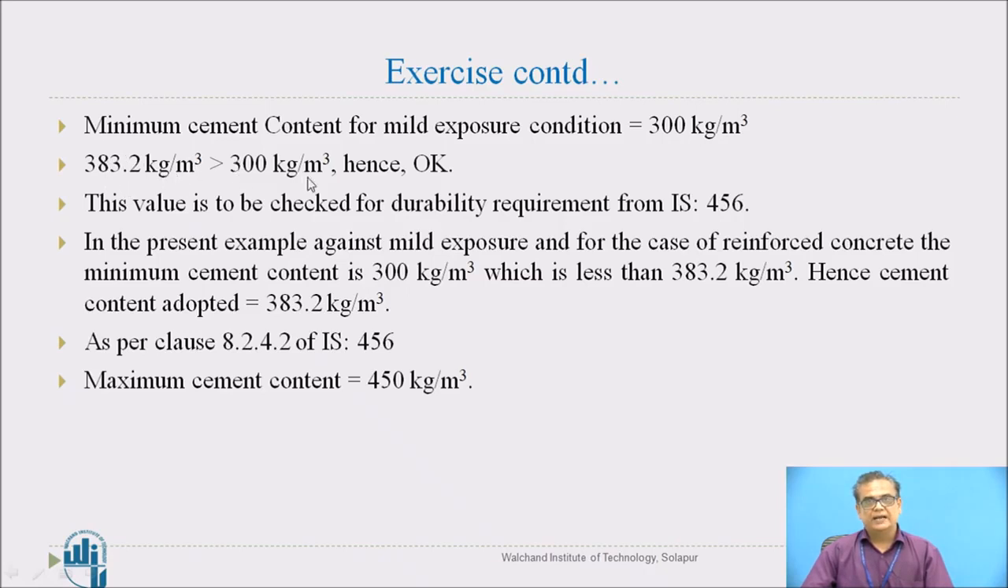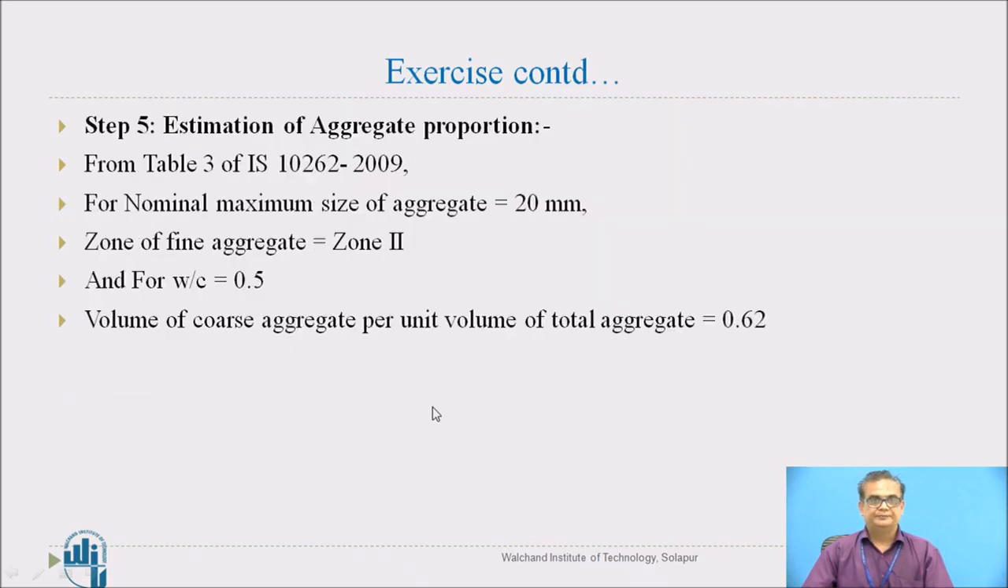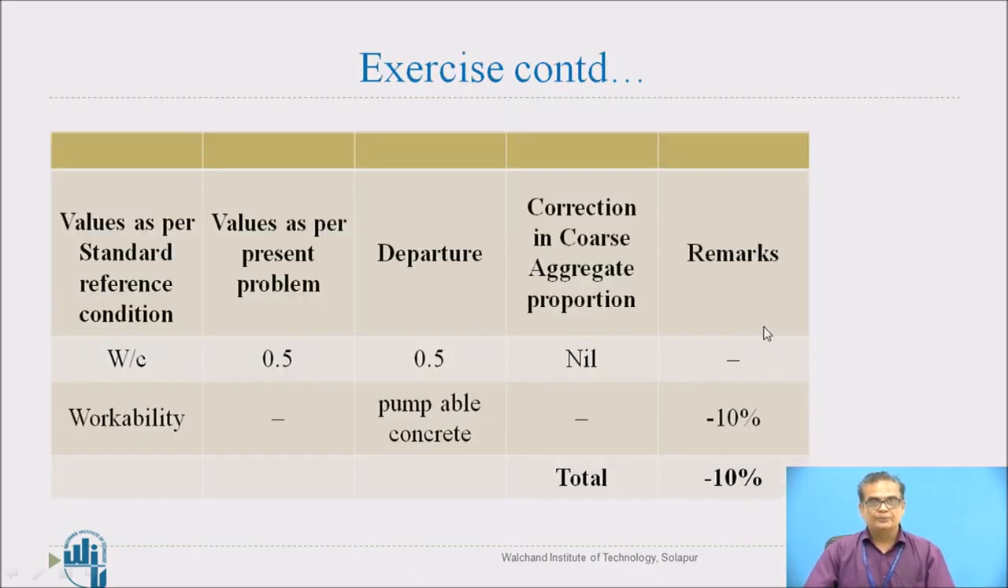It is greater than 300, hence it is okay. Maximum cement content is 450. Remember, the limitation on maximum cement content is 450 kg per cubic meter. Then estimation of aggregate proportions for zone 2. This is zone 2 sand, zone 2 aggregate, and the water cement ratio is 0.5. Volume of coarse aggregate per unit volume comes to be 0.62.